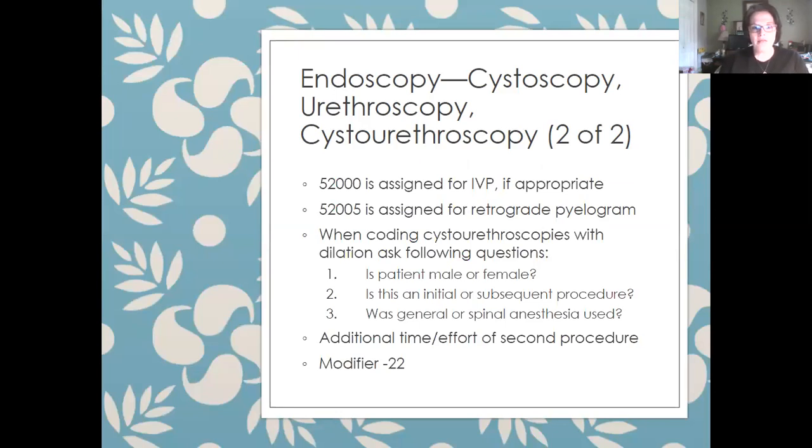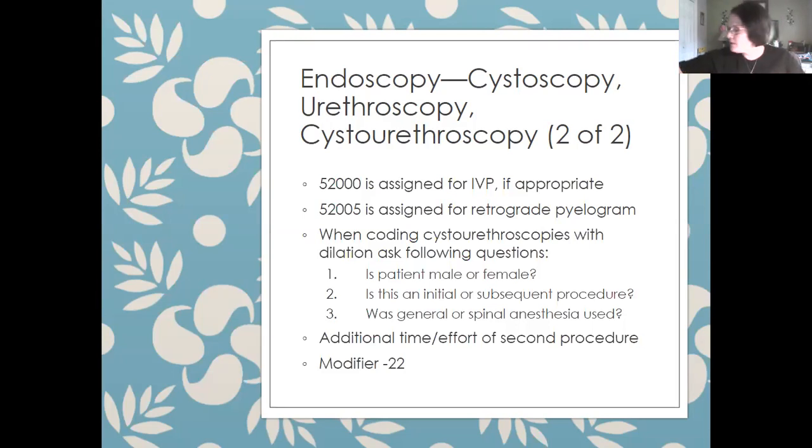52000 is assigned for IVP if appropriate. 52005 is assigned for retrograde pyelogram. When coding cystourethroscopies with dilation, ask the following questions. Is the patient male or female? Is this an initial or subsequent procedure? Was general or spinal anesthesia used? Additional time and effort of the second procedure, modifier 22.